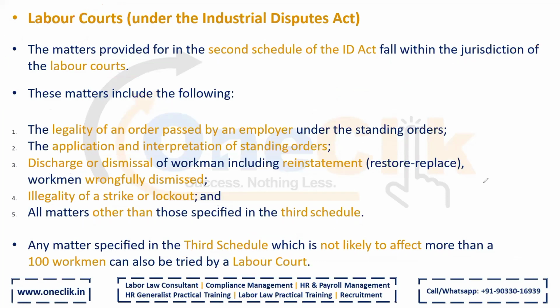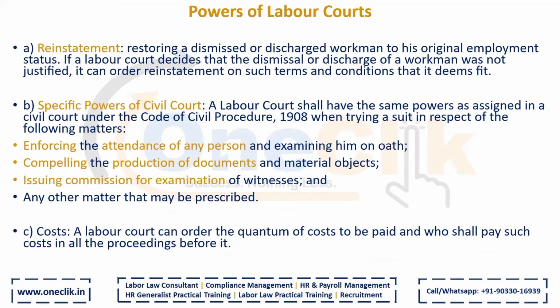Right? Now, what are the powers of the labor court? We can say in the reinstatement, restoring dismissed or discharged workman to his original employment status. Labor court has a power. They can order the company employer if employer has wrongly dismissed or discharged the workman. In this case, if a labor court decides that dismissal or discharge of workman was not justified, they can order for the reinstatement.